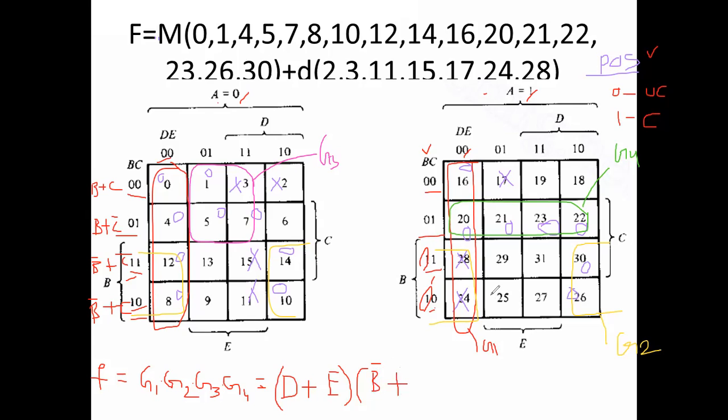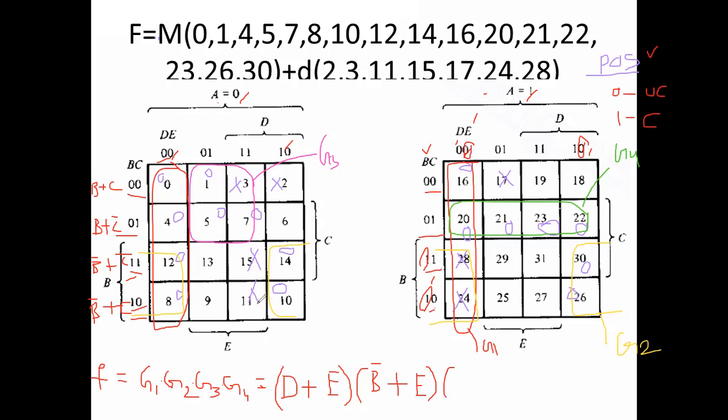Next, see about the DE variables. What are the combinations for DE here? 0, 0, 1, 0. Here also 0, 0, 1, 0. Which is common? This 0 is common, the second one. So this 0 belongs to the E variable. E equal to 0 means what is the representation? E. Okay, B bar plus E. Group 2 is completed. Next, group 3.